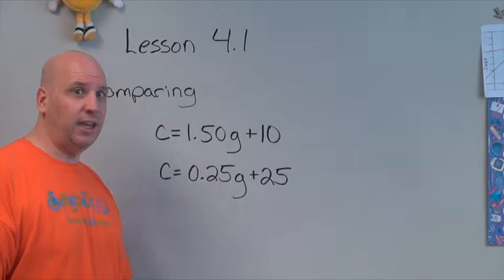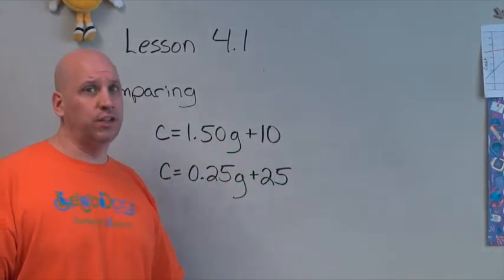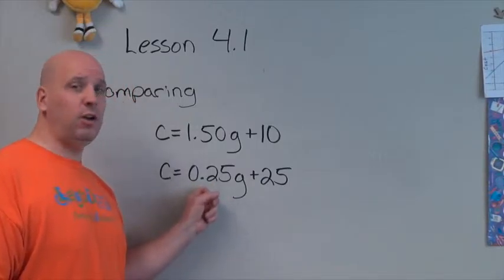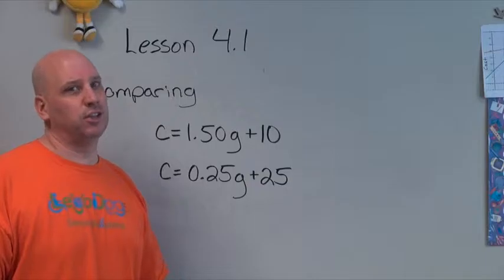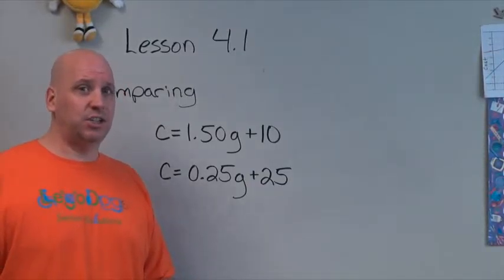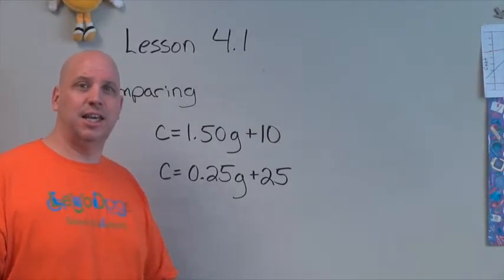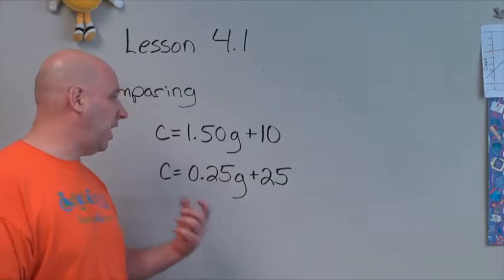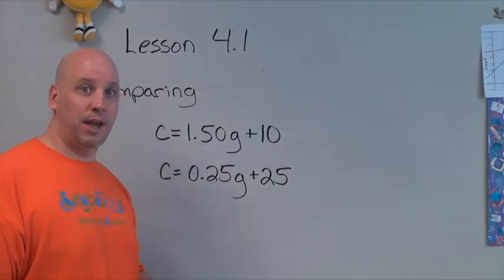Now, store A, still charging $1.50 a game, but it's $10 to go into the store. Store B, or arcade B, is 25 cents a game, but it's 25 bucks to go into the door. And you're like, wow, which one is the better deal now? Well, it's not just a per game cost, so you can't really compare them that easily. What you would have to do is figure out, well, how many games do I want to play? Then you can figure out which one would be the better deal.